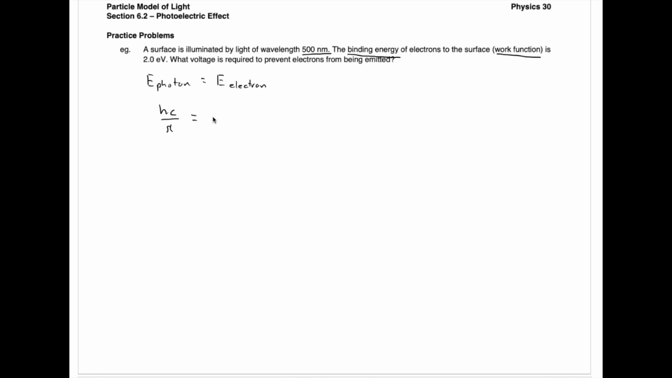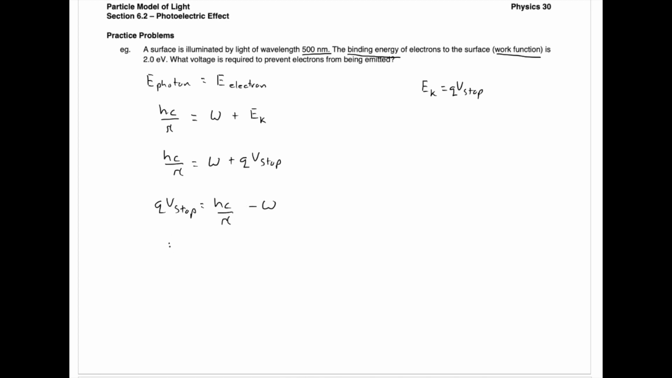Now the energy of the electron: I have a work function that's going to be removing those electrons from the surface, and then I have plus EK, the kinetic energy of the electrons. Remember, I'm using a stopping voltage in this case, so that EK of the electrons is going to be equal to QV stop, and I can substitute that in. So I'll have hc over wavelength equals the work function plus QV stop. And so QV stop will be equal to hc over wavelength minus the work function.